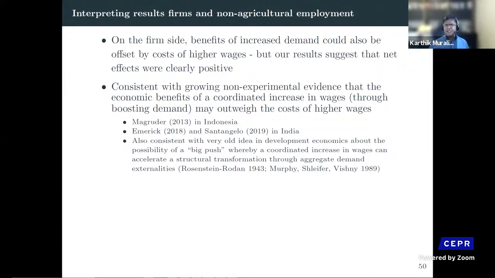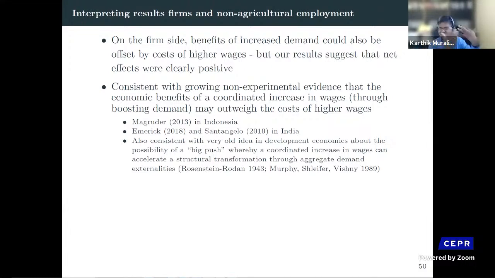So how do you interpret this? On the firm side, there are offsetting effects. There are benefits of increased demand, but that could be offset by the cost of higher wages. But our results suggest that this net effect was clearly positive. This is consistent with growing non-experimental evidence that the economic benefits of a coordinated increase in wages, through boosting demand, may outweigh the costs of higher wages. We've got Jeremy Magruder's paper in Indonesia, and Kyle Emmerich and Gabby Santangelo in India. This is also consistent with a very old idea in development economics about the possibility of a big push, whereby a coordinated increase in wages can accelerate a structural transformation through aggregate demand externalities.